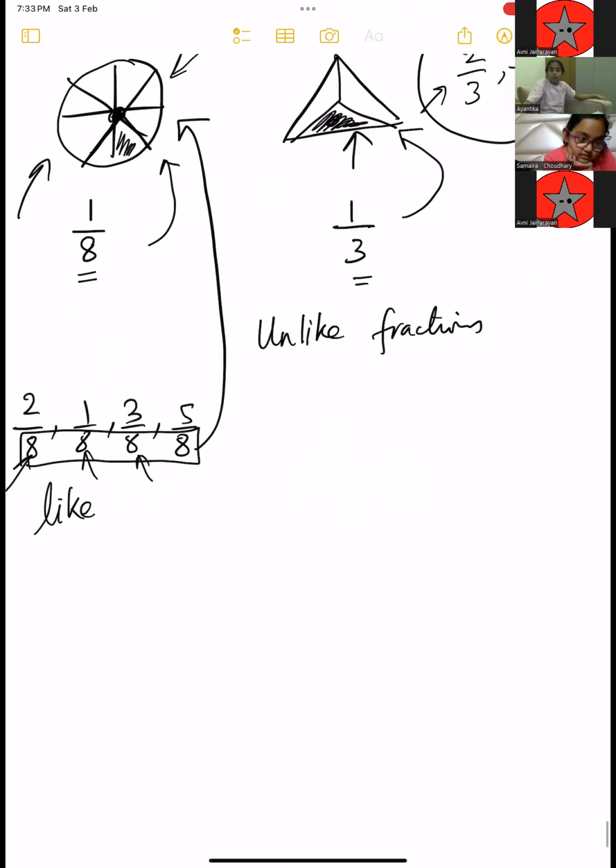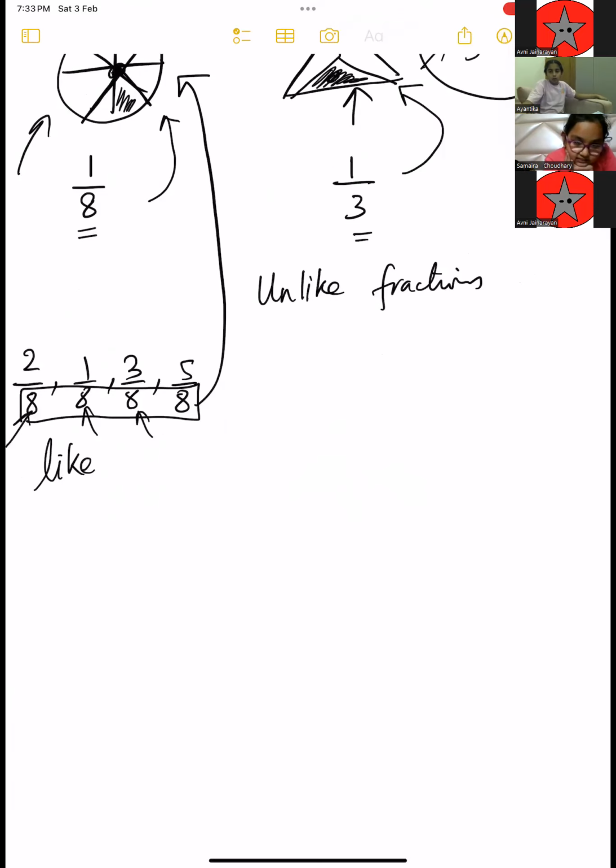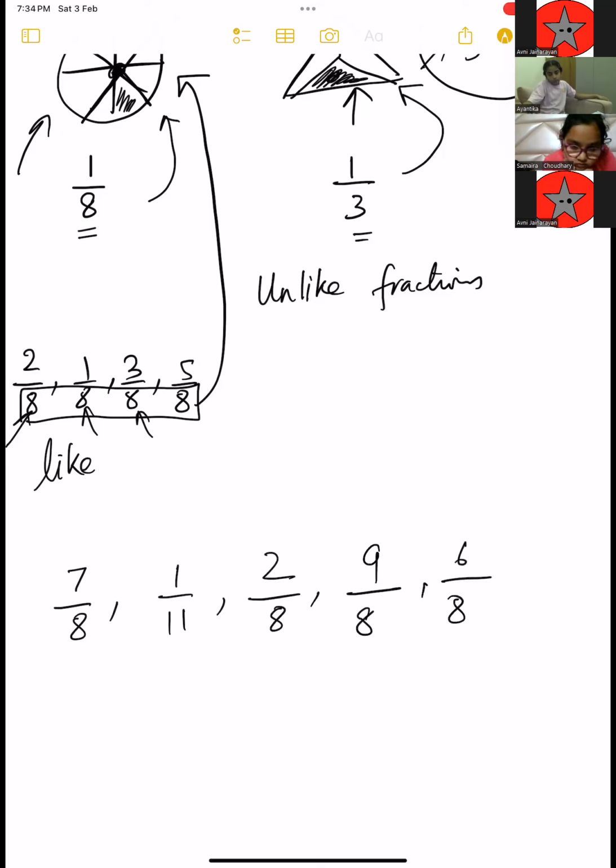But if I write something like this, okay? 7/8, 1/11, 2/8, 9/8, 6/8. Identify which is the unlike fraction here. 1/11. Ayantika, what do you think? Which is the unlike fraction here? 1/11 because the denominator is different from the others.